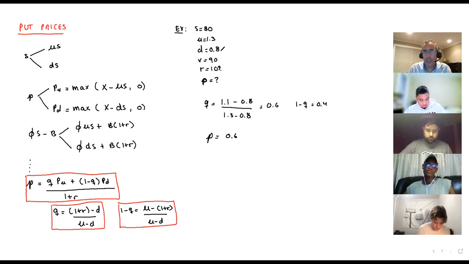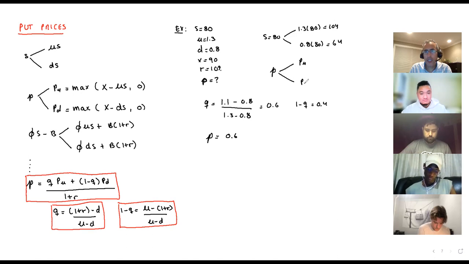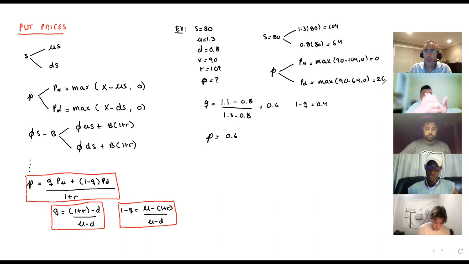Before this, we need to do the stock. We start at 80. We can go up 1.3 times 80, which is equal to 104, or we can go down 0.8 of 80, which is 64, correct? So my put now is going to be PU and PD. PU is the maximum of 90 minus 104 or zero, so this is going to be zero. PD is the maximum of 90 minus 64 or zero, so this is equal to 26. Agree?